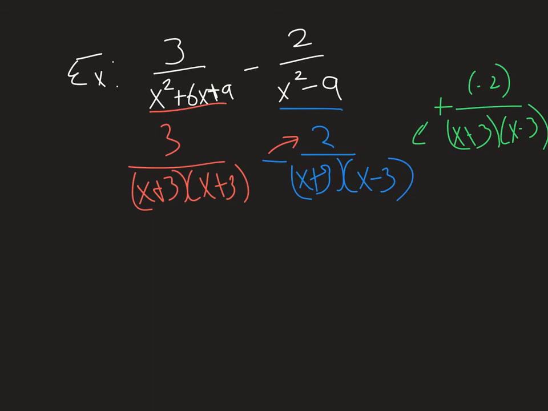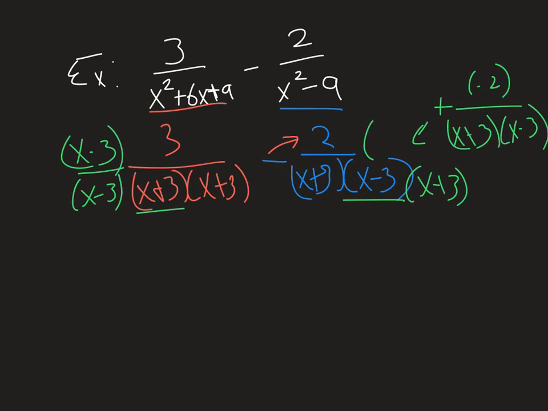So I'm looking at this, and on this side I have an x minus 3, and on this side I have 2 x plus 3. So this side needs an x minus 3 to be common, and this side needs an x plus 3 to be common. Now what I do to the bottom, I must do to the top. So I must multiply the red expression by x minus 3, and I've got to multiply the blue expression by x plus 3. So let's go ahead and do that.